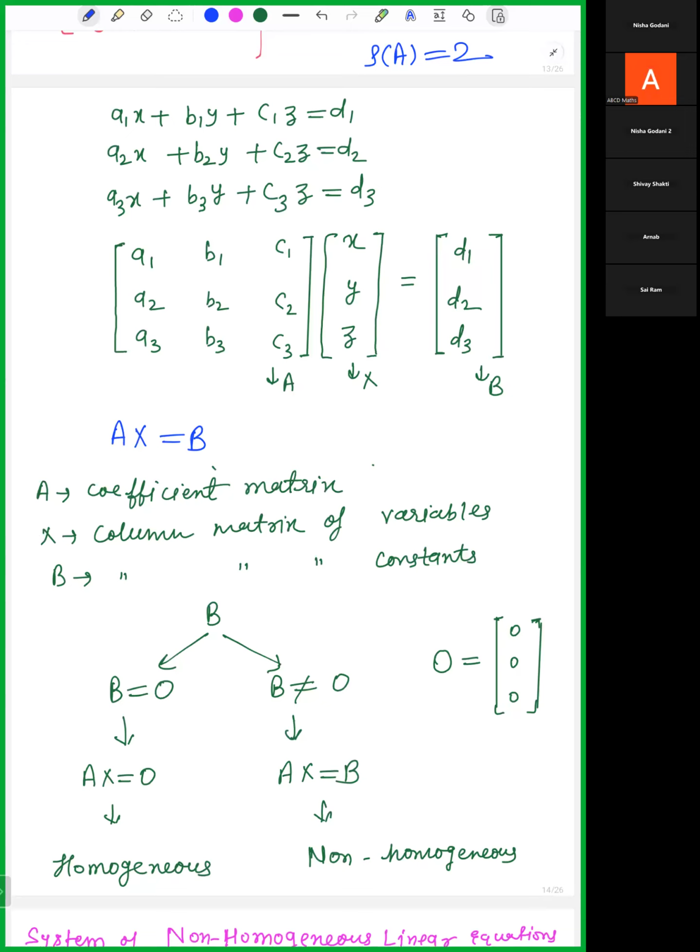Okay, so I'm going to discuss that. See, if you have a system like this, three equations in three unknowns, or you can have more equations in more unknowns, no problem. This method that I'm going to discuss with you will work.